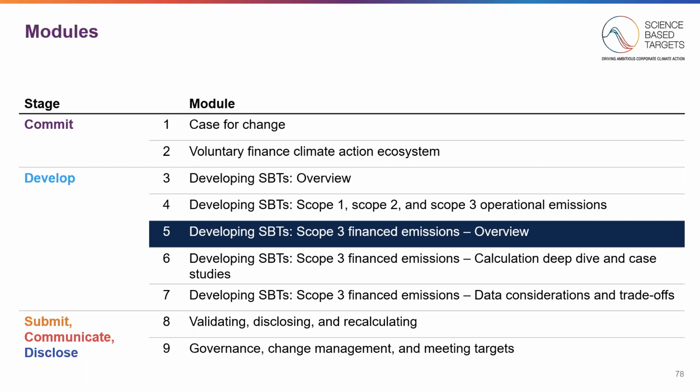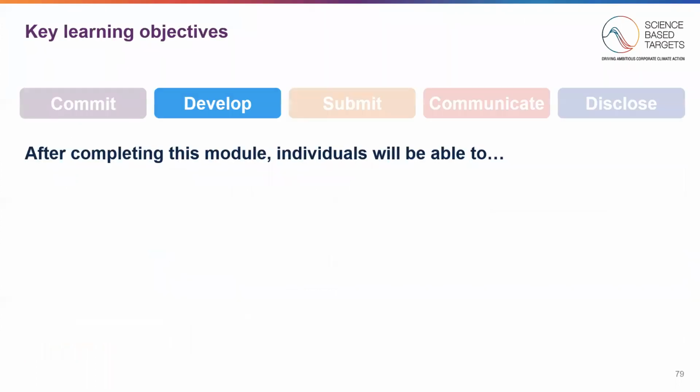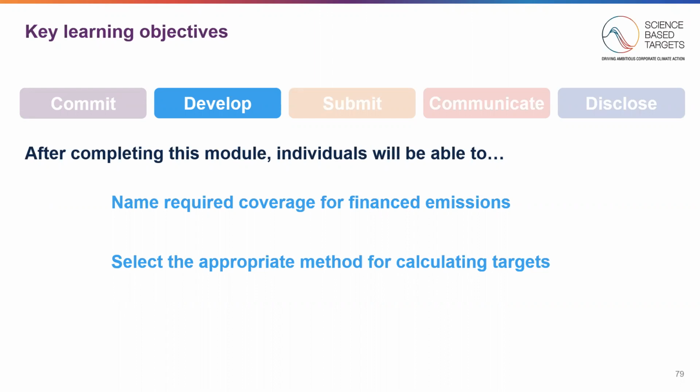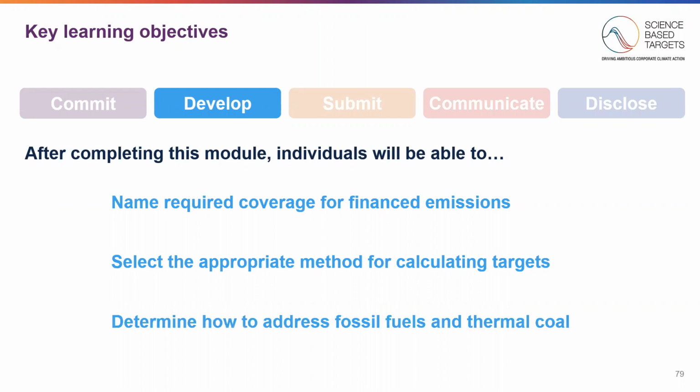At this point, you should be familiar with what science-based targets are and how to set targets for Scope 1, Scope 2, and Scope 3 operational emissions. After completing this module, you will be able to name required coverage for financed emissions, select the appropriate method for calculating targets, and determine how to address fossil fuels and thermal coal within your target.